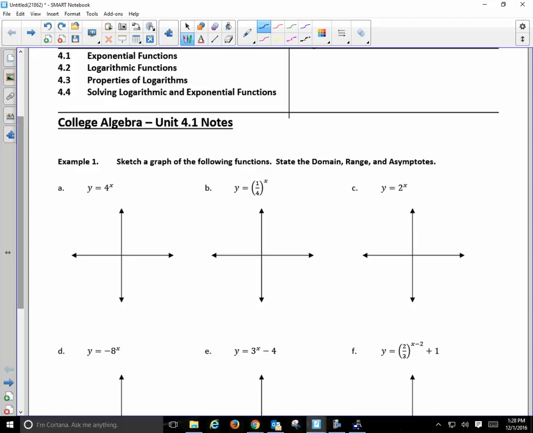So 4 to the x. Base is greater than 1. What point is it going to go through? It's going to go through 0, 1. Because the base is greater than 1, is it going to start down and finish up or start up and finish down? Start down and finish up. Now the directions say to state the domain and the range and the asymptote. Y equals 0.